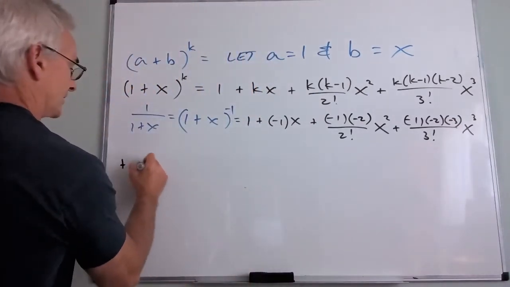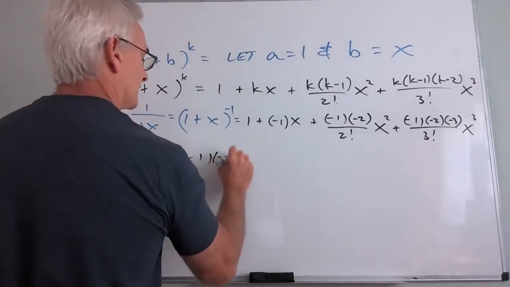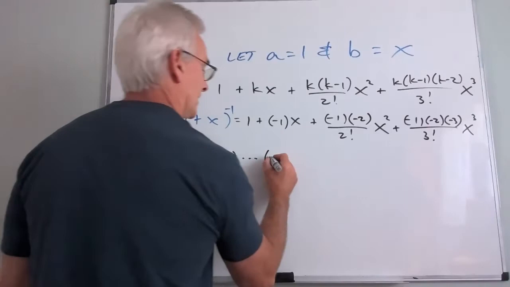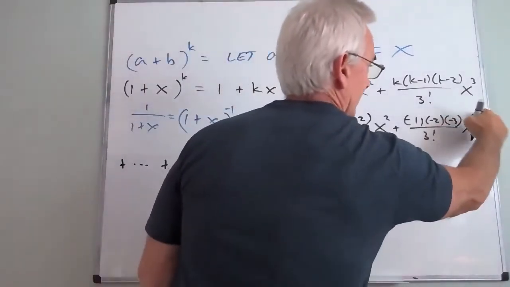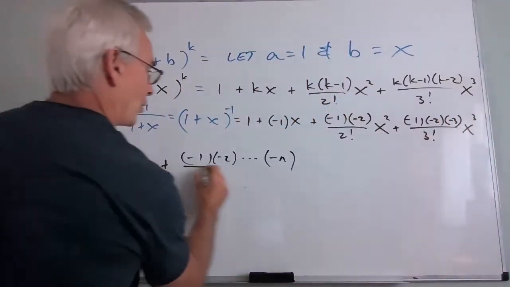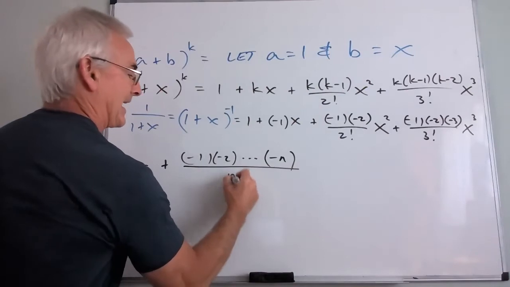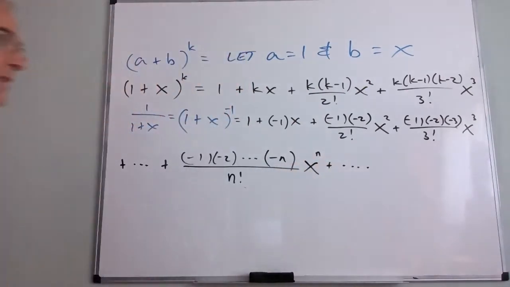So if I said plus, now I'm certainly going to have a -1, -2, and eventually negative n. Do you agree with that? See how the numbers all match right there? All over what? n factorial, x to the n, and I'll put plus dot dot dot. So this would be a proper expansion.